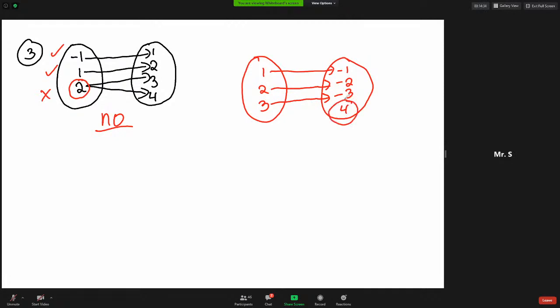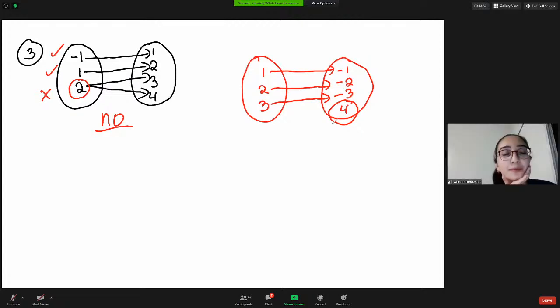We need to have correspondence to 4 from somewhere. It has to come from somewhere. This output has to have some input. So those cases are not going to be considered as relations or functions because you have a free floating member that doesn't come from anywhere. So it wouldn't be part of our discussion.